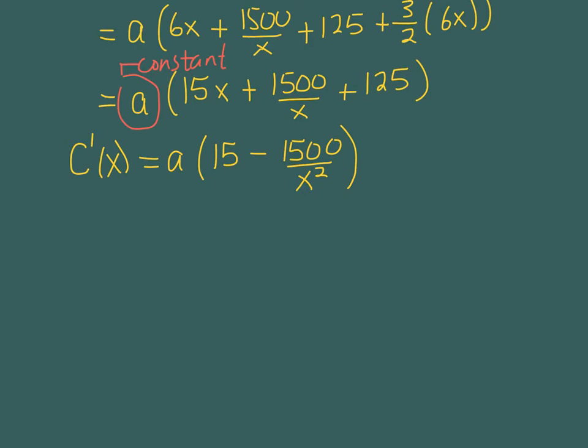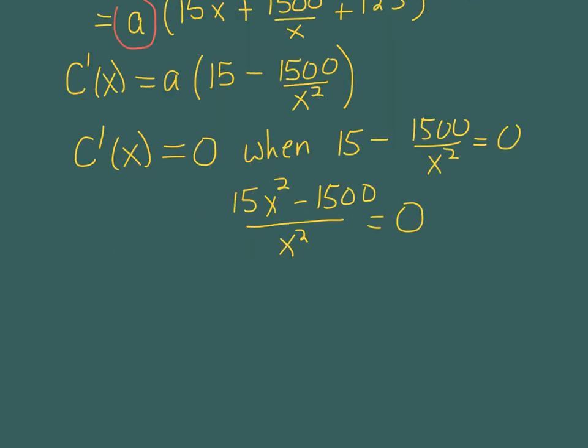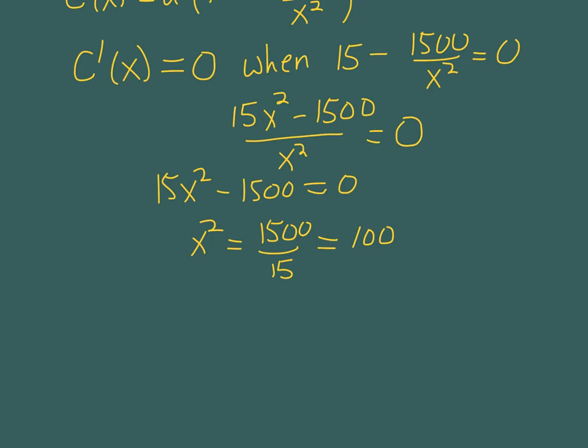To get the critical numbers, I need to figure out when C prime x is equal to 0. And remember again, A is just a constant, so C prime x will be 0 when this is equal to 0. So I should simplify that. The derivative is equal to 0 when 15x squared minus 1500 over x squared is equal to 0, and that of course happens when the numerator is equal to 0. So the derivative is equal to 0 when 15x squared minus 1500 is 0, or when x squared is 100, and technically speaking that occurs when x is plus or minus 10, but we're talking about a length here, so the only critical number that matters in this problem is x equals 10.